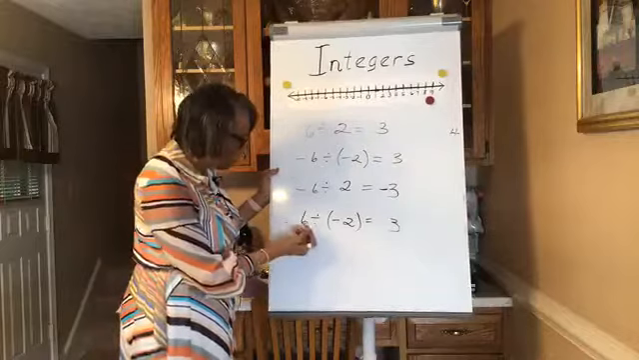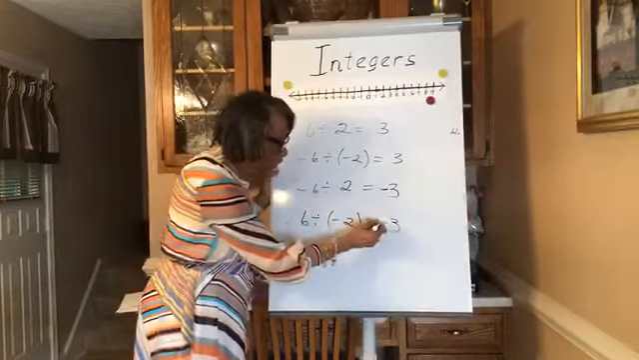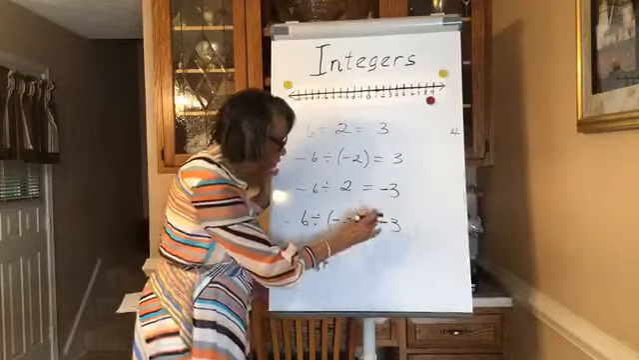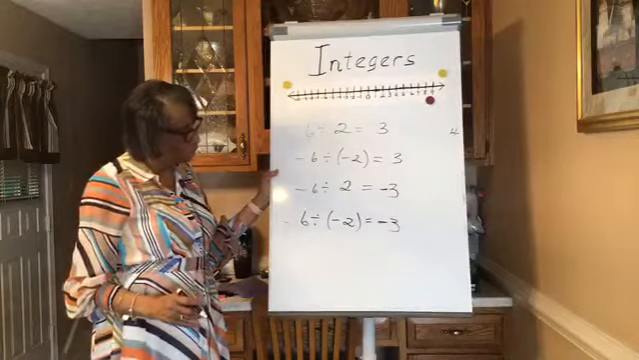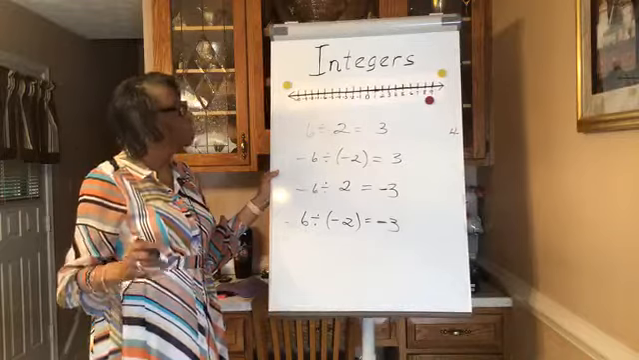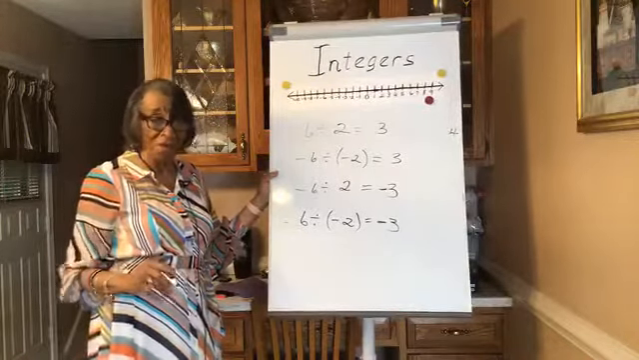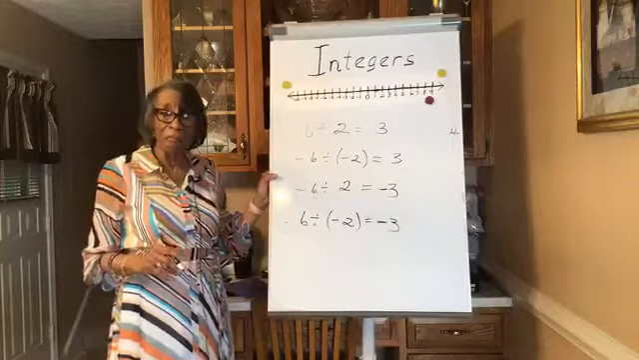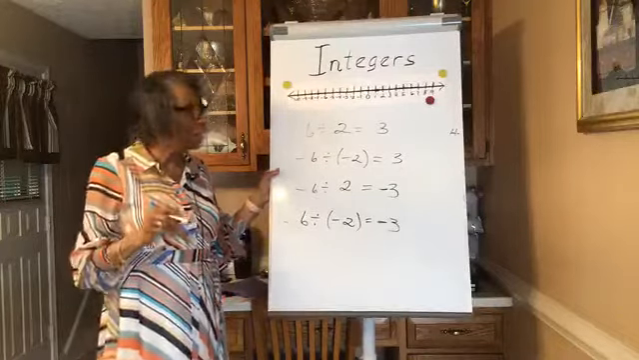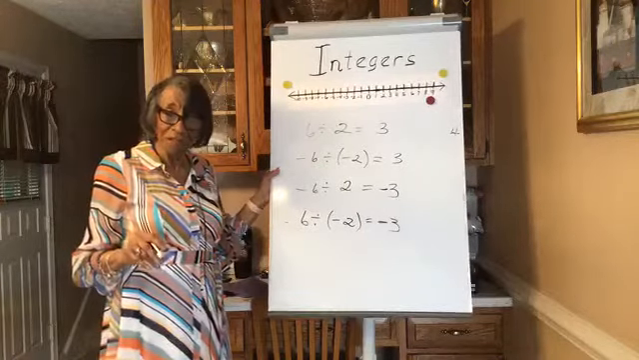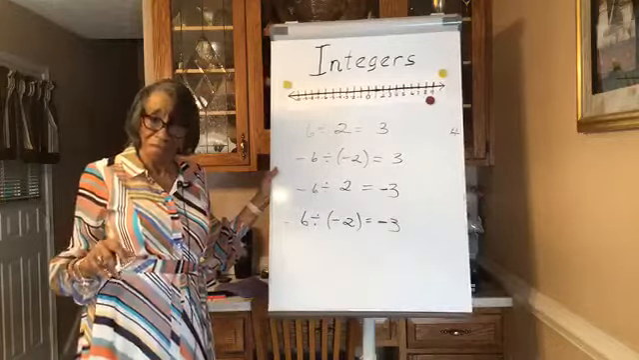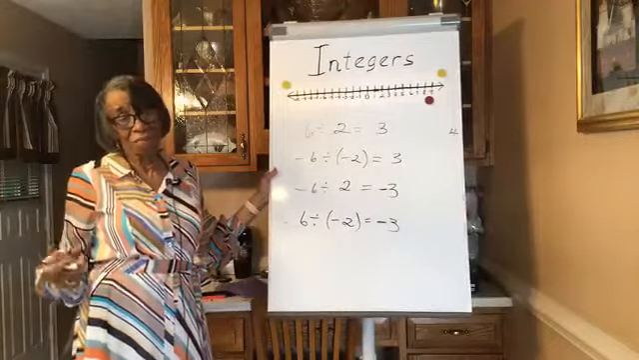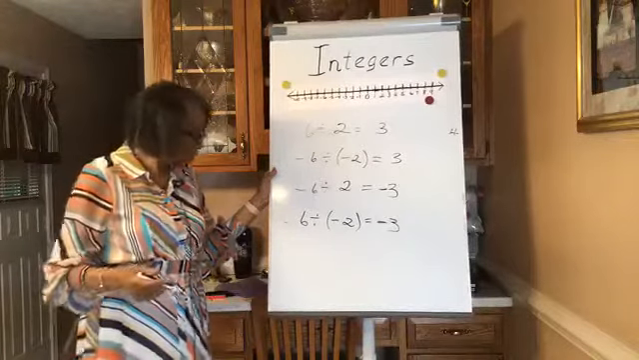All right, this is positive, so this has to be negative. Negative times a negative equals a positive. So again, in both multiplication and division, that's easy to remember. When you're multiplying like signs, you get a positive result. And when you're multiplying unlike signs, you get a negative result. So that's simple enough.